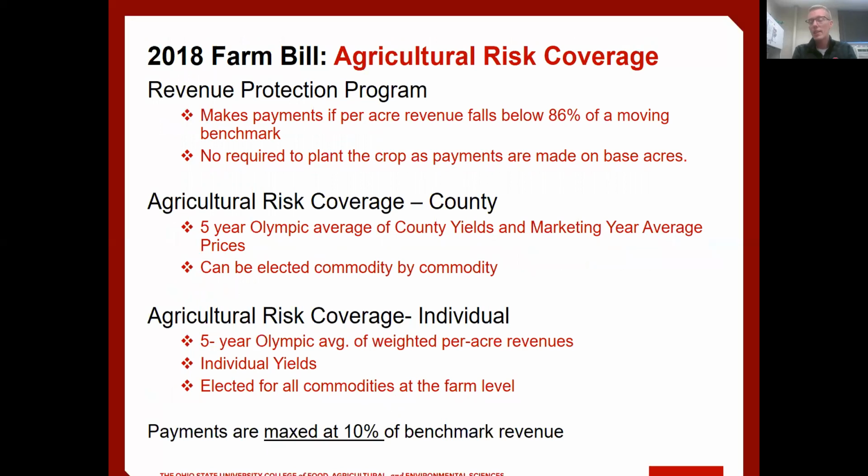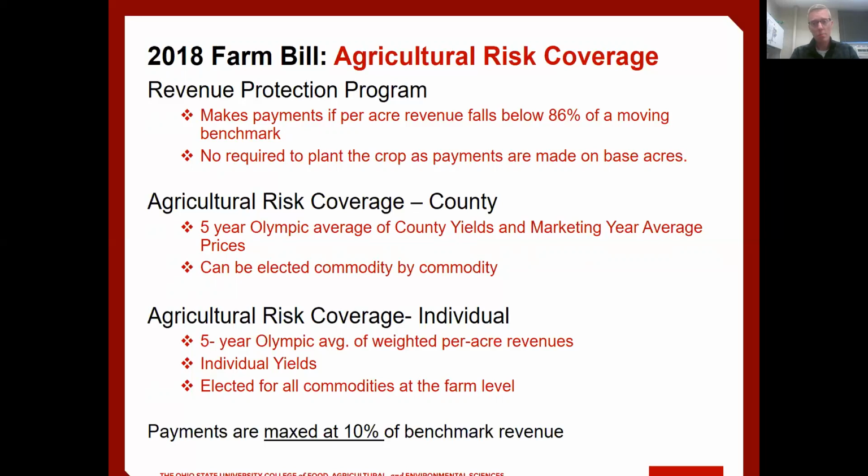So just a reminder what the Agriculture Risk Coverage Program is. It's a revenue protection program. It makes payments when revenue, your actual year revenue, falls below 86% of a historical benchmark. Again, that 86% is just set into law. So I'll show you some graphs here in just a second. We'll walk through an example.